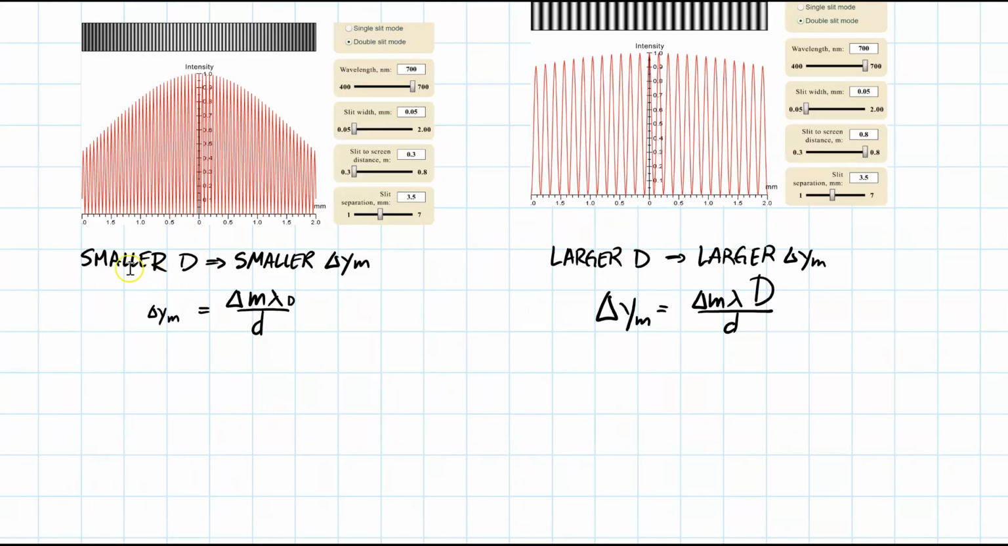In summary, if I have a smaller D, then I'm going to get a smaller delta y. Mathematically here, you can see that if I have a smaller D, it's directly proportional to the fringe separation being smaller. If I have a larger D, then they spread out more, so I get a bigger delta y. So you can see that a bigger D gives me a bigger delta y.